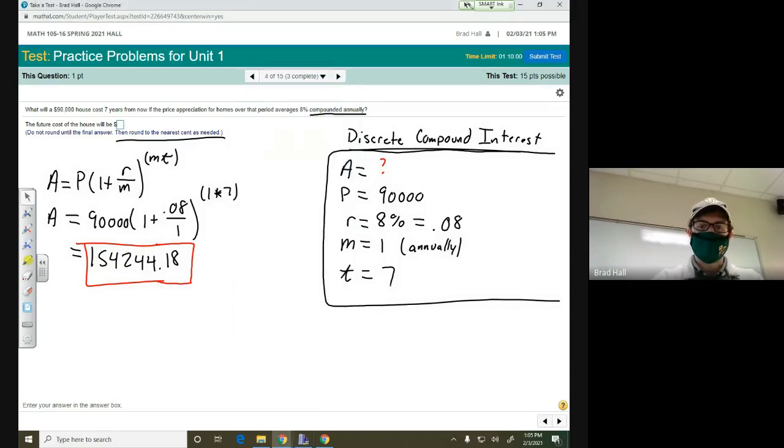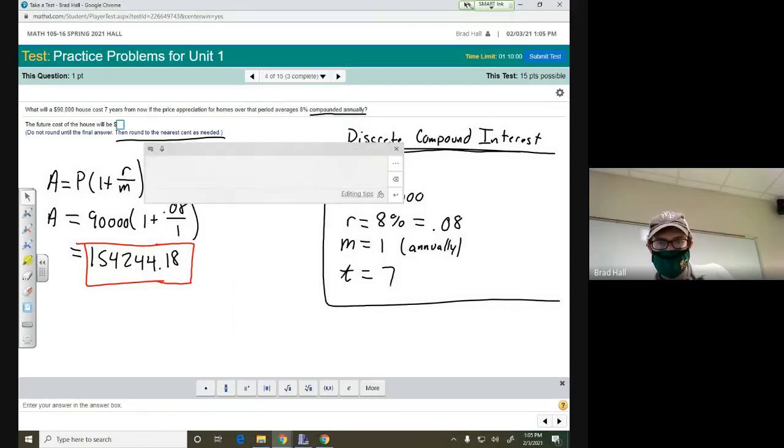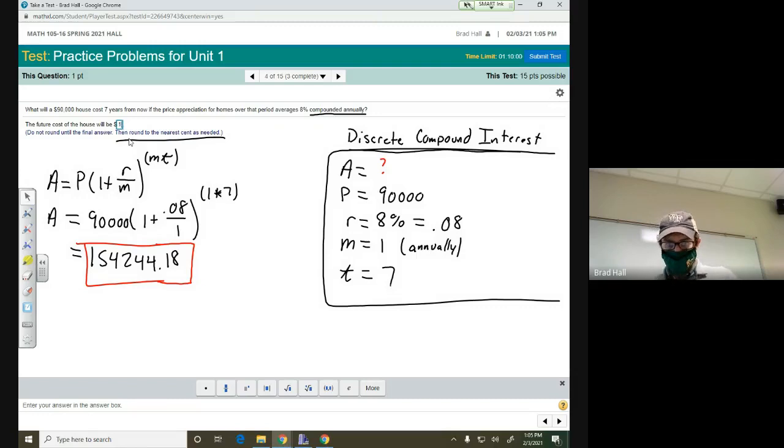So that would be the answer we put into the formula, 1542441. Does anyone have any questions about this before we look at another one?